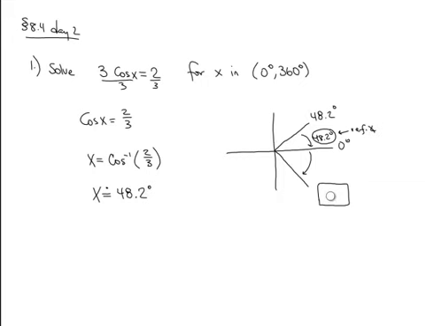So what we have to do is find another way to get there. Instead of going this way, we're going to go around this way to get to that same place. And so instead of thinking of this as 0 degrees, you think of it as 360 degrees. This reference angle is 48.2. So what do we do to get this answer? We do 360 minus 48.2 degrees, and that's going to give us 311.8 degrees, which is this answer.